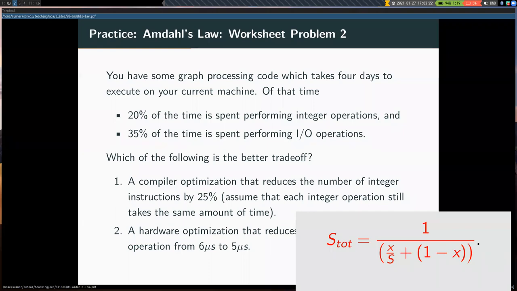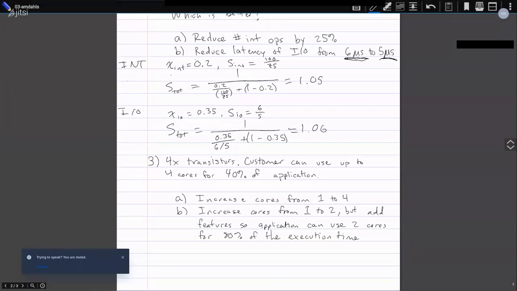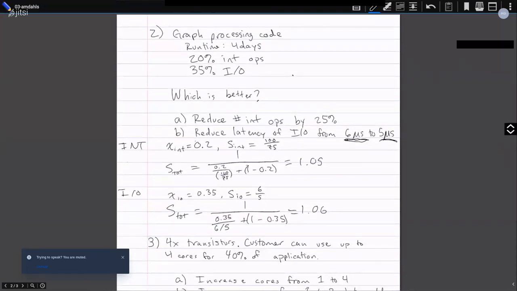X is always the percent of the time that you're doing something. I think it would be more precise to say X is the amount of the program that you can target for this specific optimization. Like here, the reason why X is 0.2 for the integer operations is because 20% of the time is what we can target for optimization for integer operations. And it's 0.35 because 35% of the program can be optimized by optimizing IO.